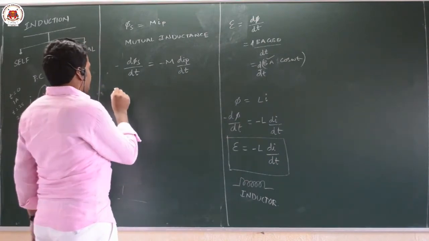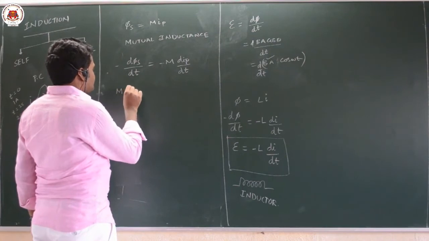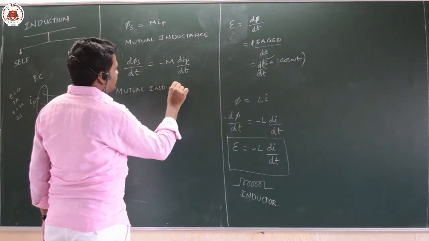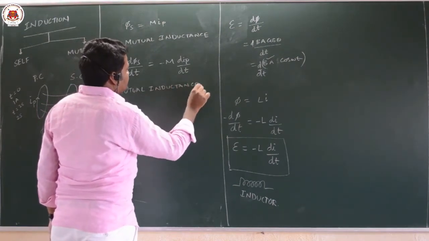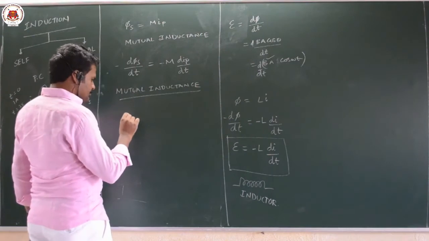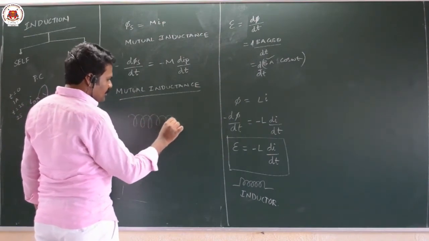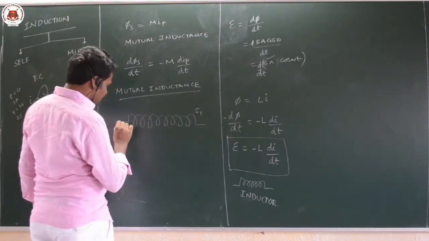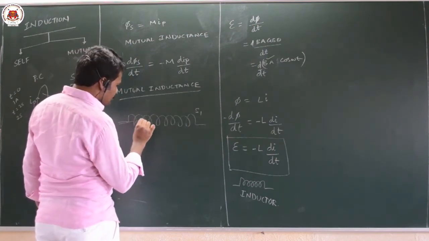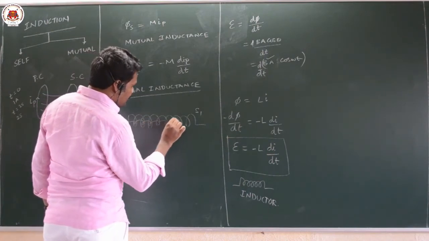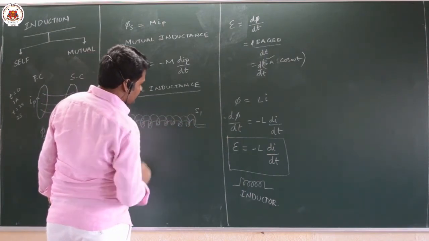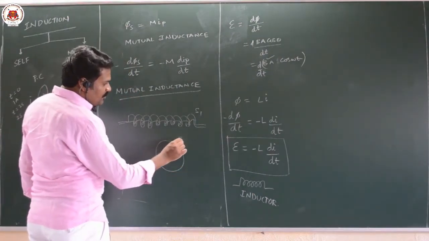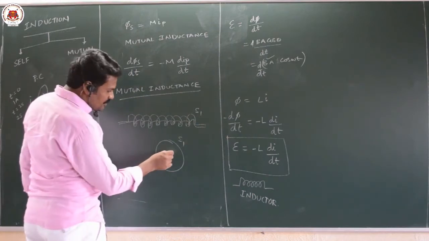Now, let us calculate the mutual inductance of a solenoid when two solenoids are kept one inside the other. Let us consider there is a solenoid, I am calling it S1. Inside that there is another solenoid like this. One solenoid is placed inside another solenoid. That means if you see the cross sectional area, that is the top view, this is S1 and this will be S2.